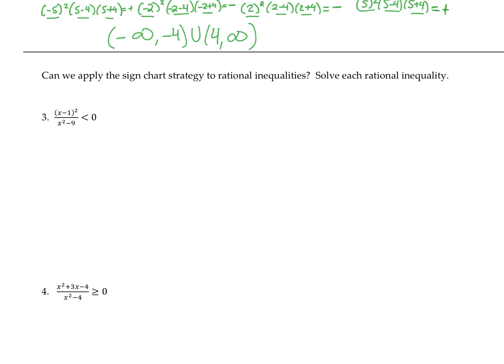All right, now let's apply this sign chart strategy to a rational function. So we're still going to think about all of our zeros. In this case, the top is already factored. I'm going to factor the denominator. And I know that my zeros are 1, 3, and negative 3. So these are the values I'm going to put on my sign chart.